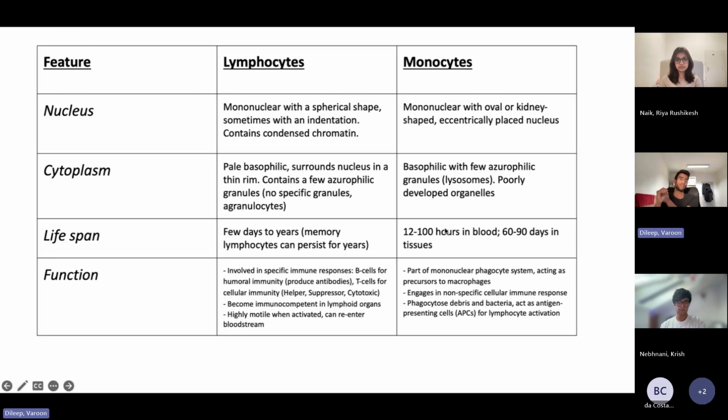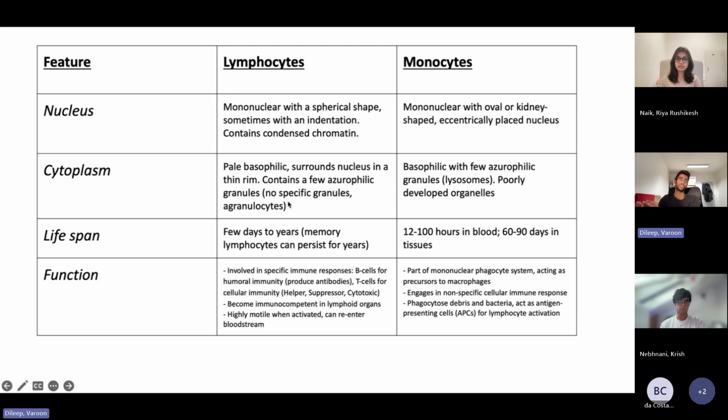Now, when we talk about agranulocytes, they cannot be stained by dyes. We have lymphocytes and monocytes. Both of them are mononuclear, but the lymphocytes have a spherical shape, and monocytes have an oval or kidney shape. Both of them basically have a pale basophilic cytoplasm with azurophilic granules, and no specific granules. It is important to remember that they have no specific granules present.